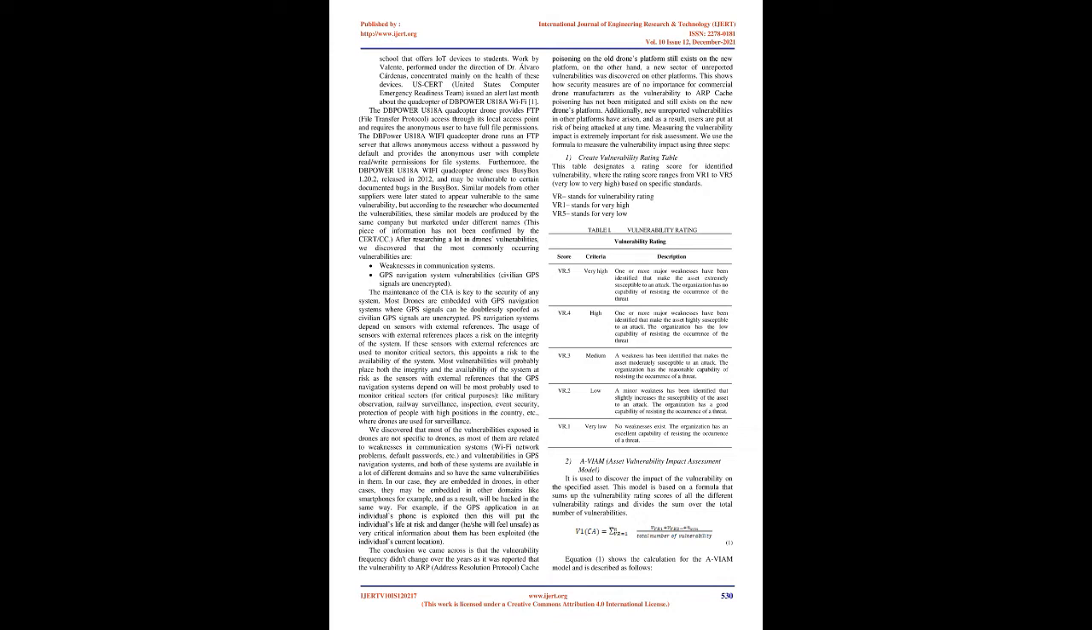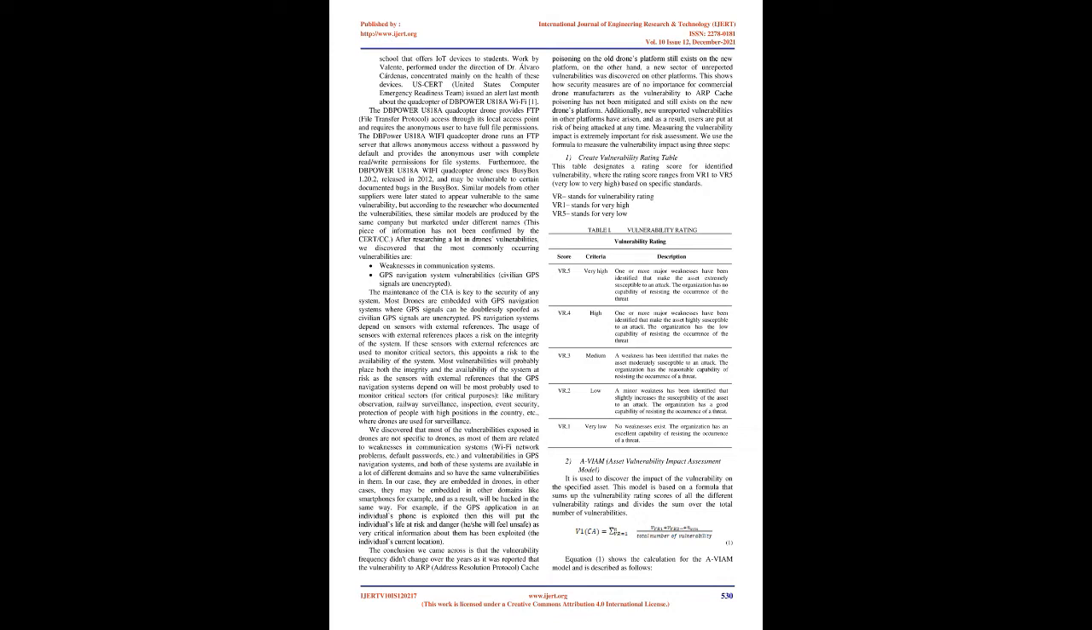US-CERT, United States Computer Emergency Readiness Team, issued an alert last month about the quadcopter of the DB Power U818A Wi-Fi. The Power U818A quadcopter drone provides FTP, file transfer protocol, access through its local access point, and requires the anonymous user to have full file permissions. It runs an FTP server that allows anonymous access without a password by default, and provides the anonymous user with complete read/write permissions for file systems.